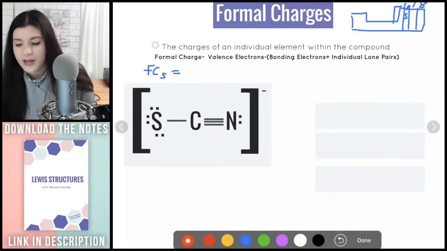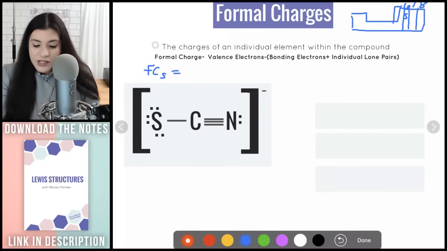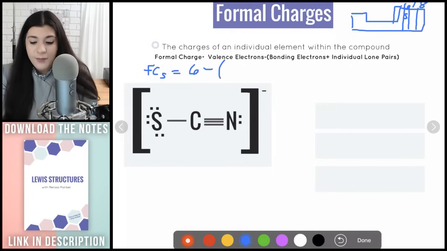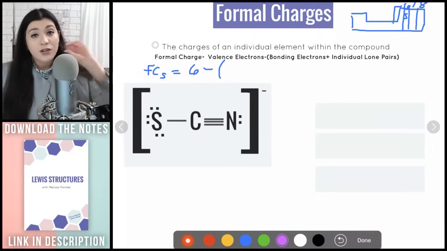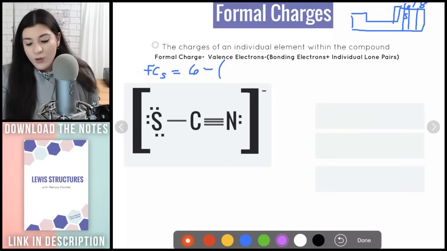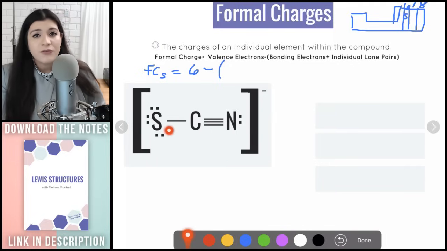I ran out of room. Okay, it's going to be 6. But our valence electrons for sulfur are going to be 6 valence electrons. I'm going to subtract that by our, here's the really important part, guys. For our bonding electrons, what this refers to, it's only talking about that specific bond, but specifically what electron is touching that element or atom that we're looking for.